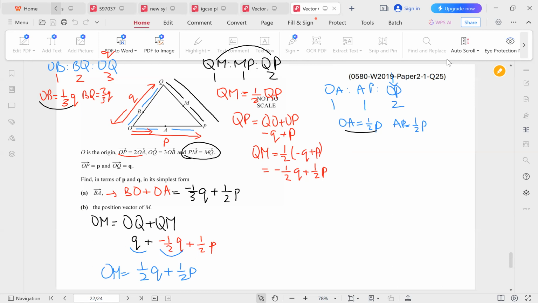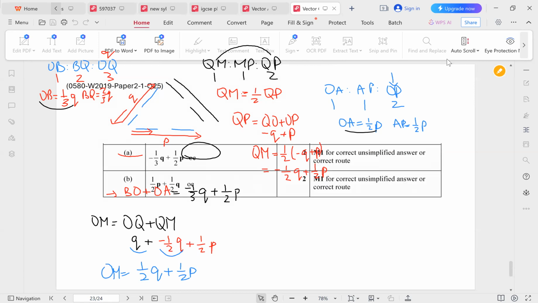So let's check the marking scheme. We are given negative 1/3 Q plus half P for the first one. I forgot to circle the final answers, excuse me. So these are our final answers. For the first one, we have negative 1/3 Q plus half P. For the second one, we have half Q plus half P. These are correct.